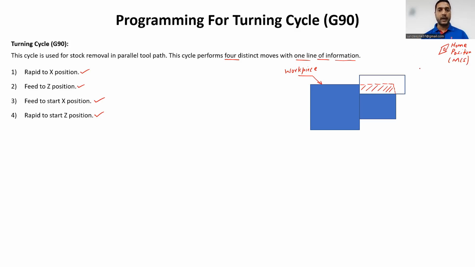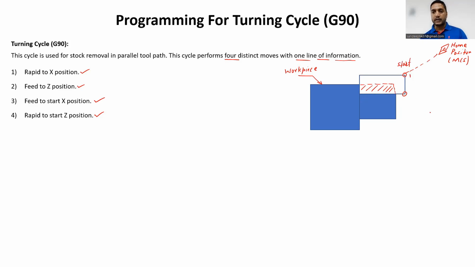Now we have an option to move the cutting tool from its home position to this particular point or to this particular point. In order to understand all these 4 distinct moves, let us say we are moving the cutting tool from this home position to this point. And this point is, let us say, point number 1, or the starting point, or X position, start X.